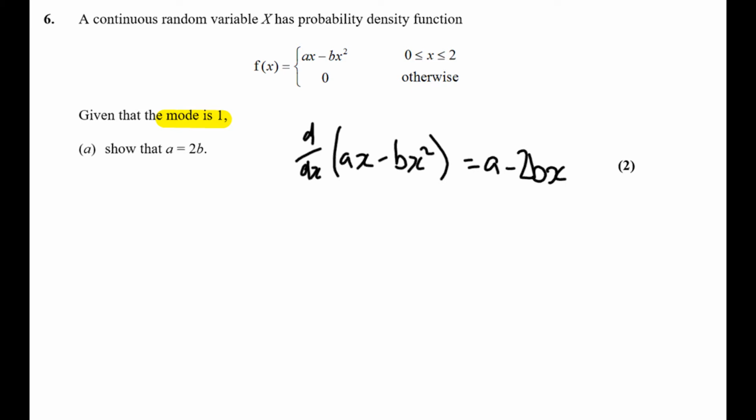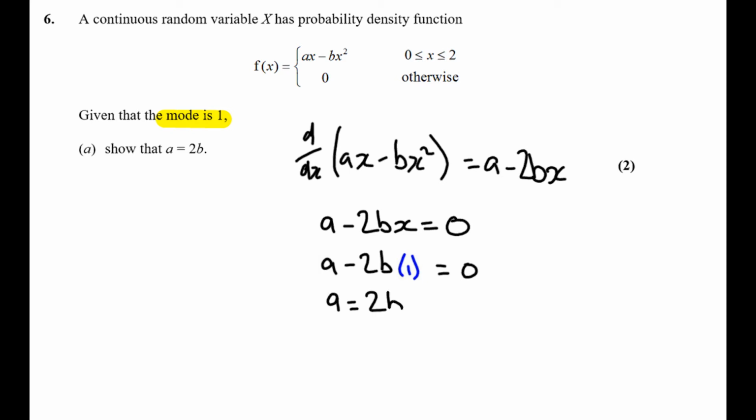Well, the mode is when the gradient function equals 0. So I now have the gradient function. I'm going to set it equal to 0, and I've been told that the mode is actually 1, so I'm going to substitute 1 into here, and this statement should hold true. So a minus 2b with 1 substituted in equals 0, and I can see rearranging from here gets me a equals 2b. All right, a nice little 2 marks there.